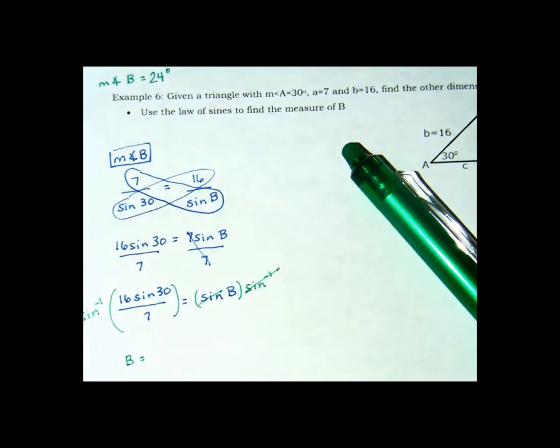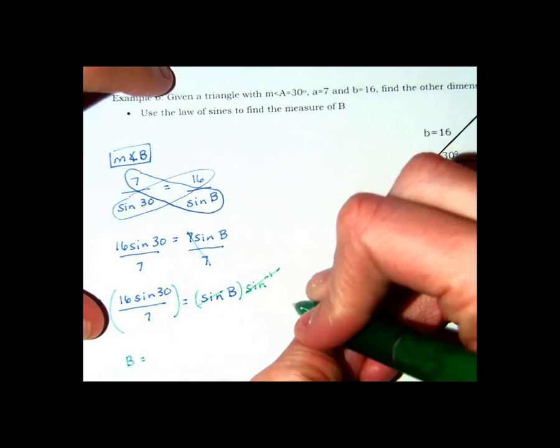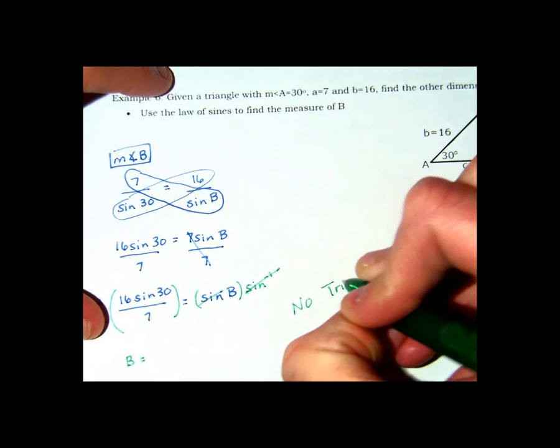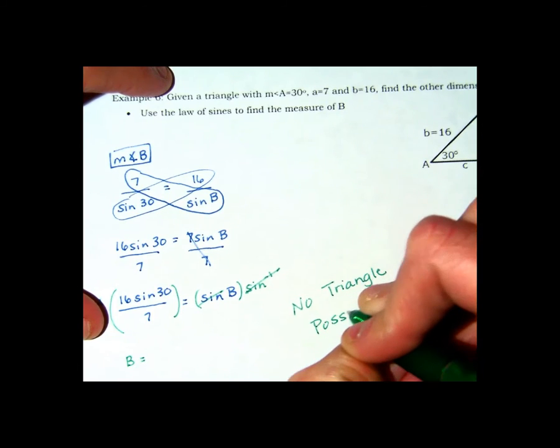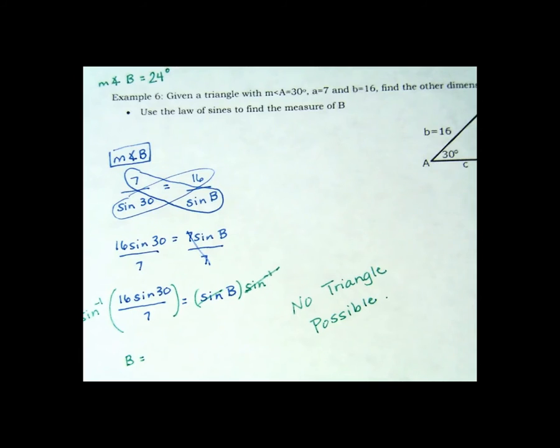Since this says error, there is no triangle possible. We need to stop there. We can't do anything else. What did you say? Yeah, it's like undefined. So, example 5 is where you have 1. Example 6 is where you have none. If you had to guess, what's example 7? We're going to have 2.